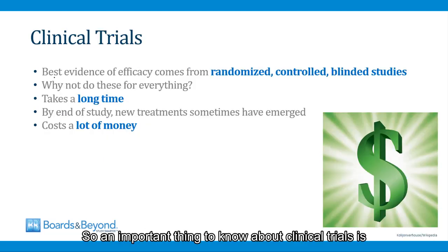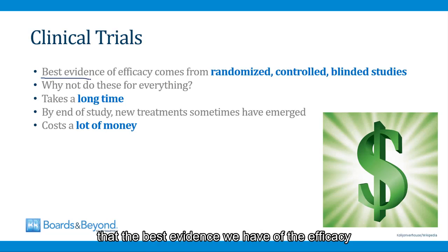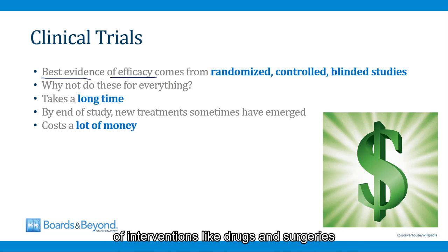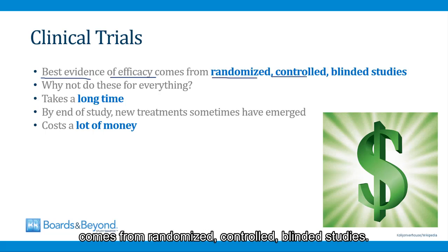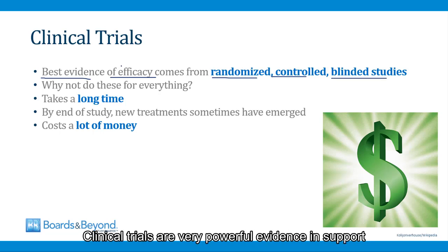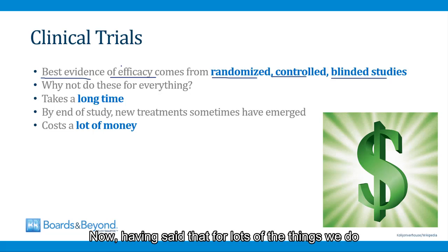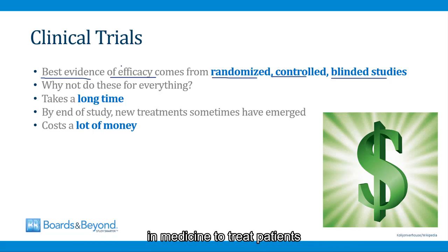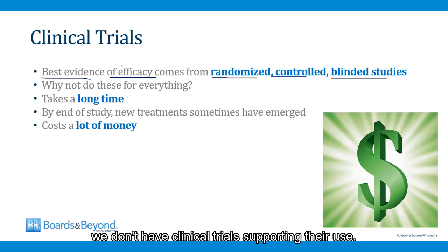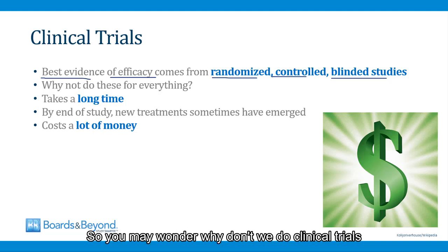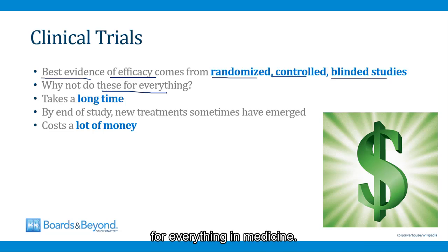So an important thing to know about clinical trials is that the best evidence we have of the efficacy of interventions like drugs and surgeries comes from randomized controlled blinded studies. Clinical trials are very powerful evidence in support of using an intervention to improve patients' outcomes. Now, having said that, for lots of the things we do in medicine to treat patients, we don't have clinical trials supporting their use. So you may wonder, why don't we do clinical trials for everything in medicine?